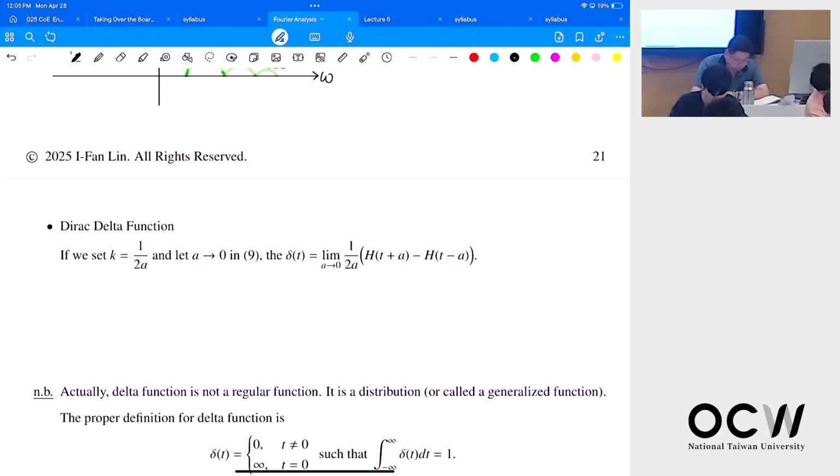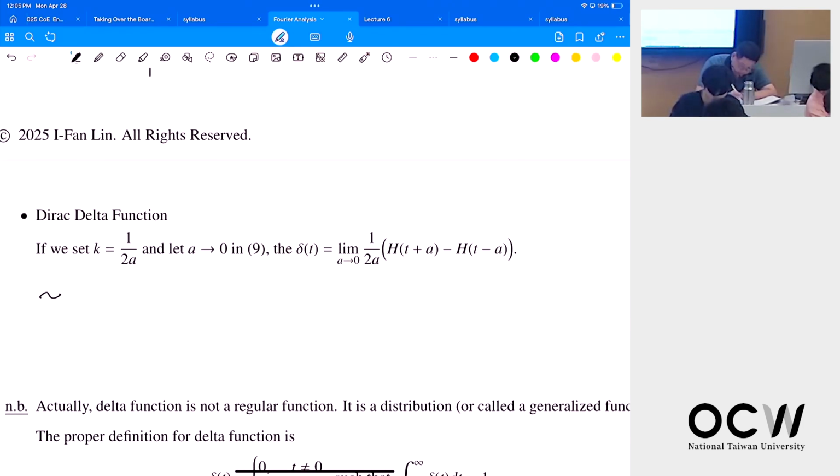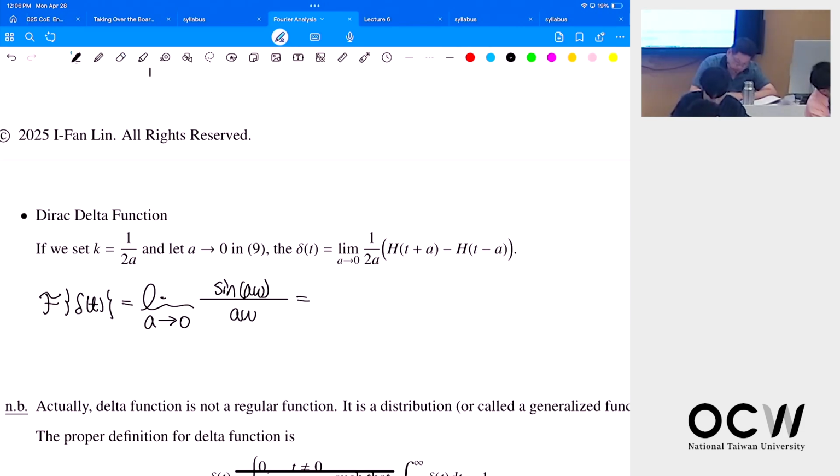So the Fourier transform of the delta function is that you take the limit a goes to 0. I have sine a omega divided by a omega. And since they're all 0, you take L'Hopital's rule. Here you get 1.